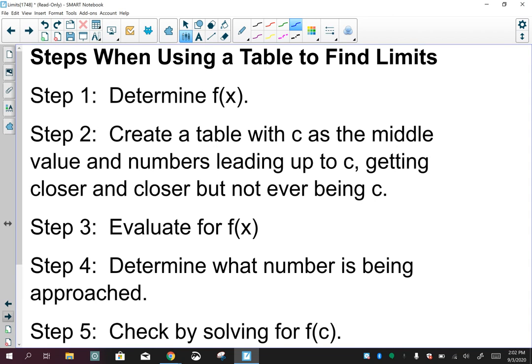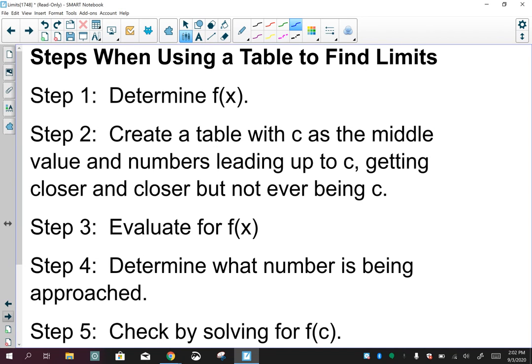So it's not going to be filled in for you. You're going to have to figure out what numbers you need to use. So you're going to go in and say, okay, I want to use these numbers that are around this c value, that are approaching the c value. You never want to actually be c. You just want to get as close as you possibly can.